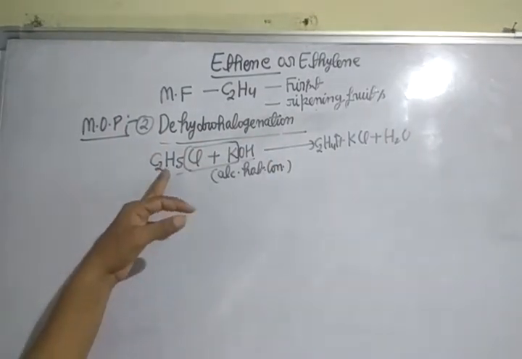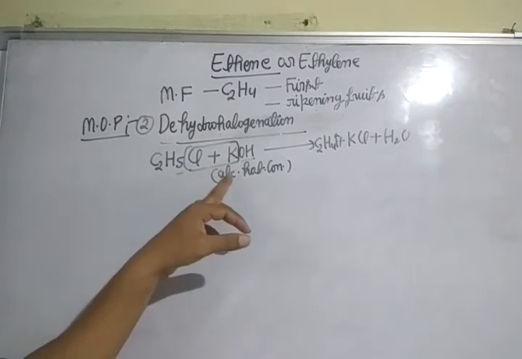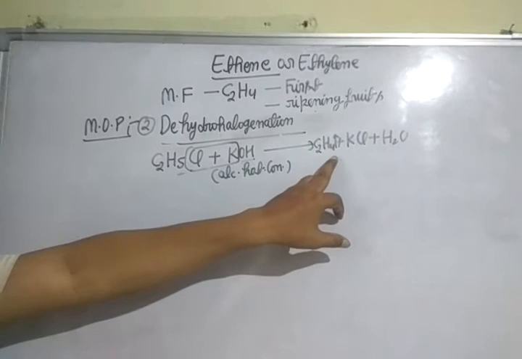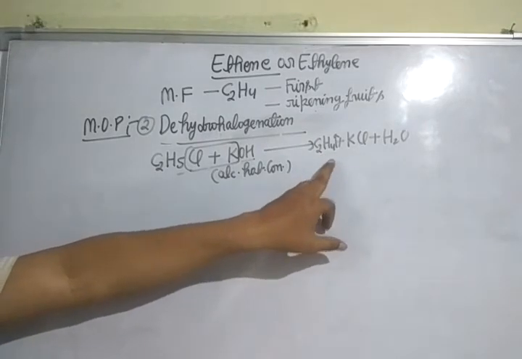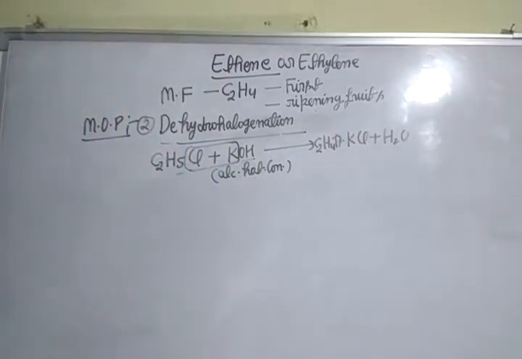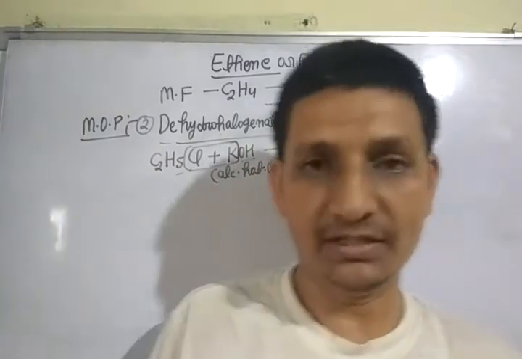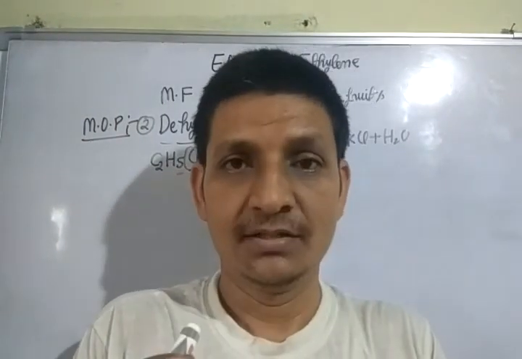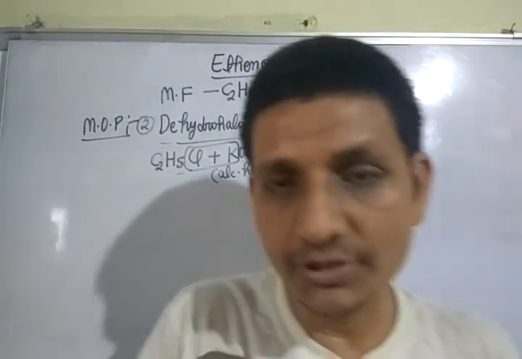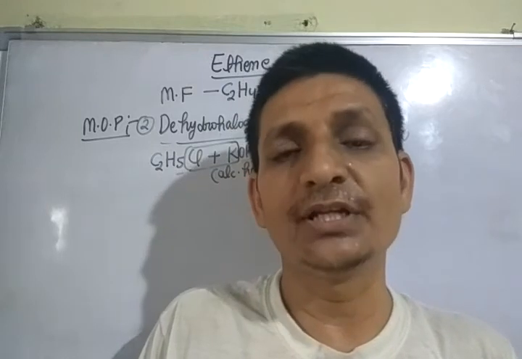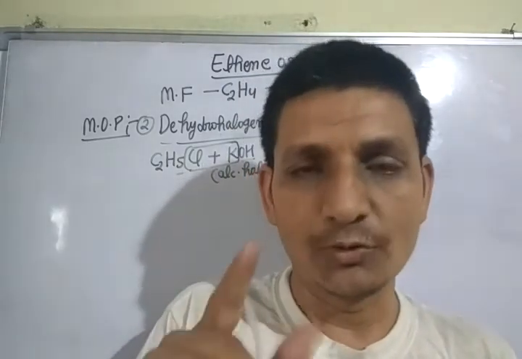Ethyl chloride reacts with alcoholic hot concentrated potassium hydroxide solution to give ethene. The formula of ethene is C2H4. Okay students, now I am telling you the physical properties of ethene. Ethene is a colorless, inflammable gas. It is sparingly soluble in water, and highly soluble in organic solvents, organic compounds like ether and alcohol.